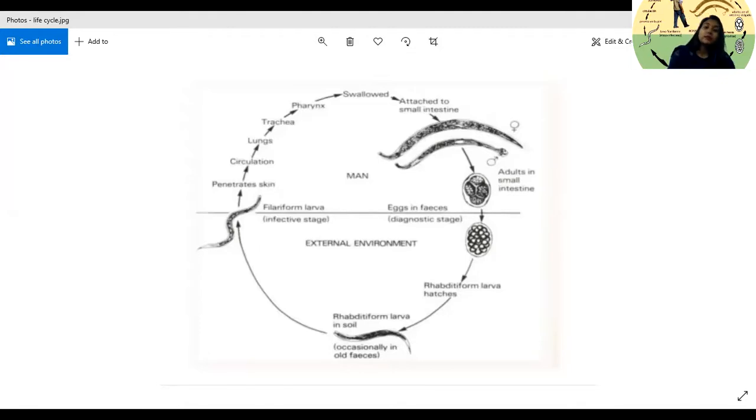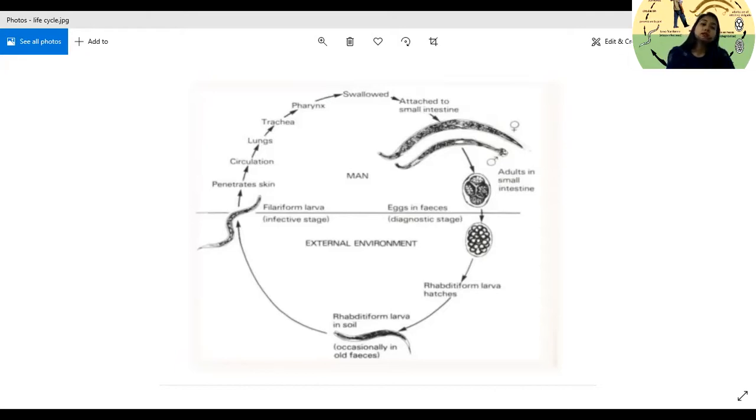Stage second: development in soil. From each egg, a rhabditiform larva, 250 micrometers in length, hatches out in the soil in about 48 hours. The rhabditiform larva molts twice, on the third and fifth days, and then develops into a filariform larva, 500 to 600 micrometers in length, the infective stage of the parasite. The time taken for development from egg to filariform larva is 8 to 10 days.